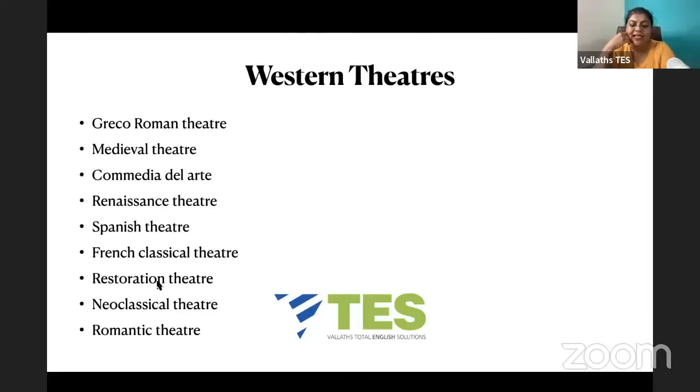Restoration theater and neoclassical theater were both influenced by French theater. Did you understand, guys? French theater. And women were acting in neoclassical theater also. Then there is romantic theater. Romanticism is not primarily about theater. It's about poetry, isn't it? Poetry. But romantic theater was also there.